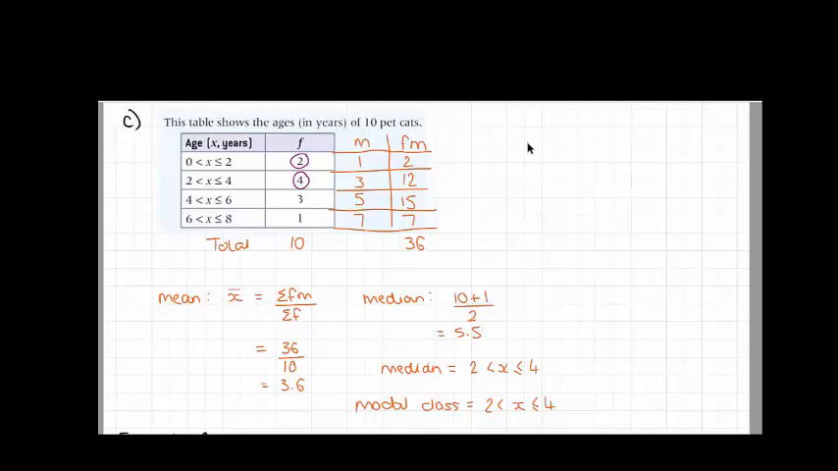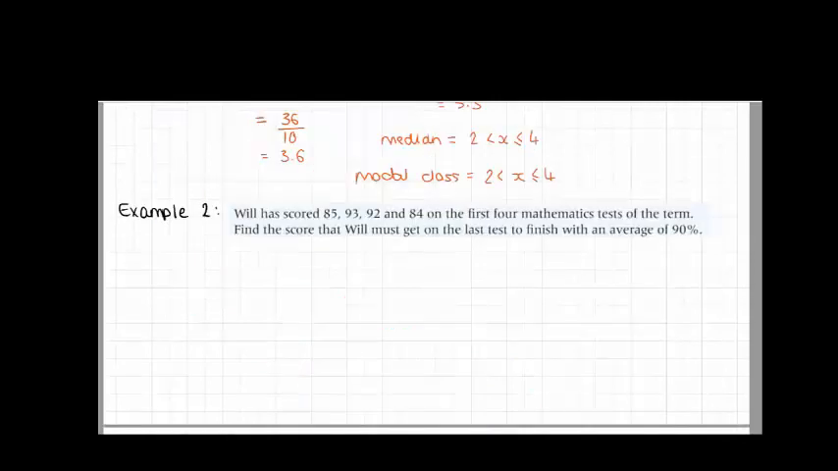Now one more question that I want to go through. So we have Will has scored 85, 93, 92 and 84 on the first 4 maths tests of the term. Find the score that Will must get on the last test to finish with an average of 90%. So remember, average and mean are the same thing, so we need to work out mean. So remember, the mean equals the sum of all the x divided by the number of data points.